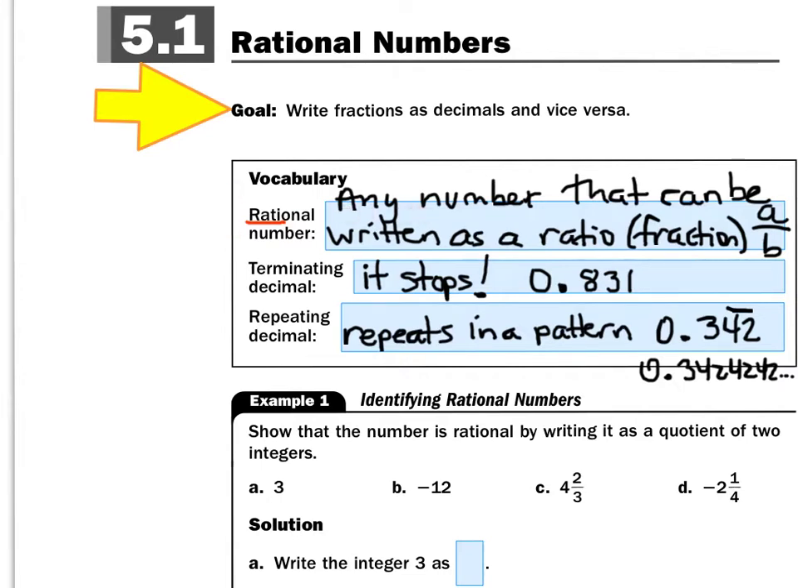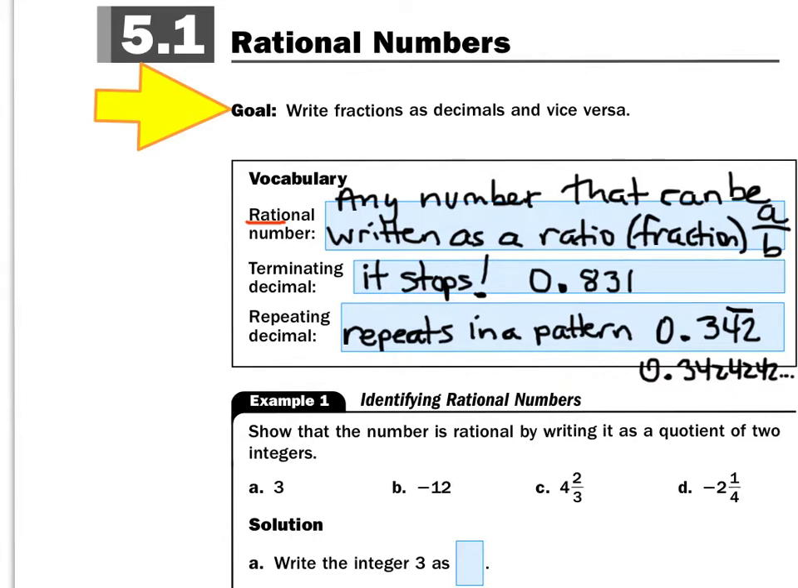So, any number that can be written as a ratio or a fraction, one number over another number. If you can write it as a fraction, it is rational. Now, if it's in decimal form, there's 2 types of decimals that are rational. First of all, the terminating decimal. Well, think like the Terminator, how he would stop things. Well, terminate means to stop. So a terminating decimal means that it stops. It will not keep going and going.